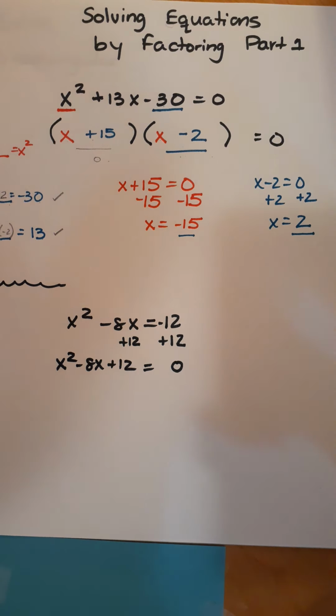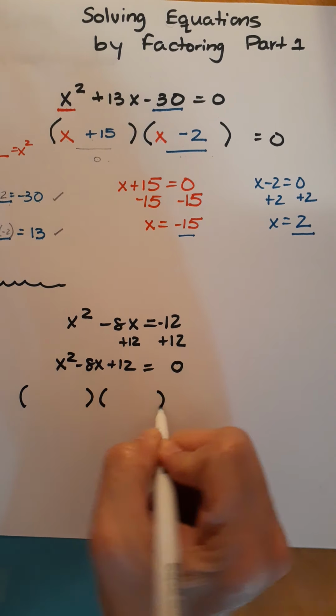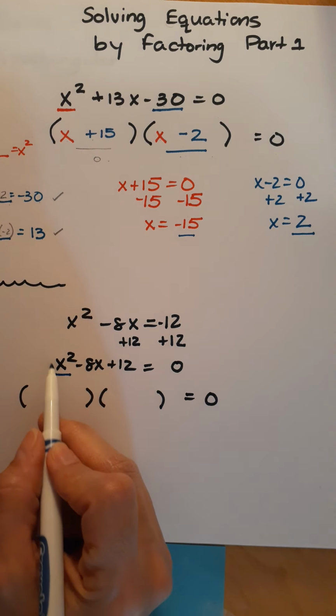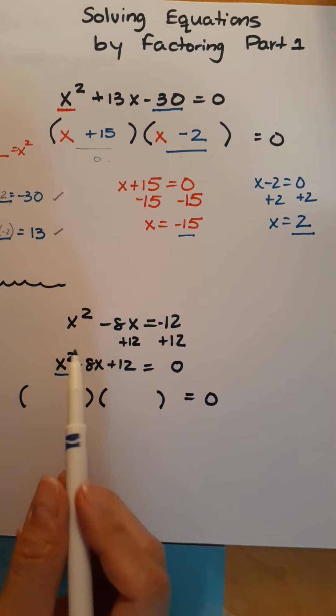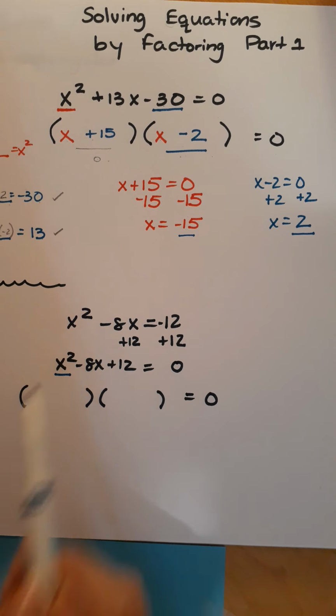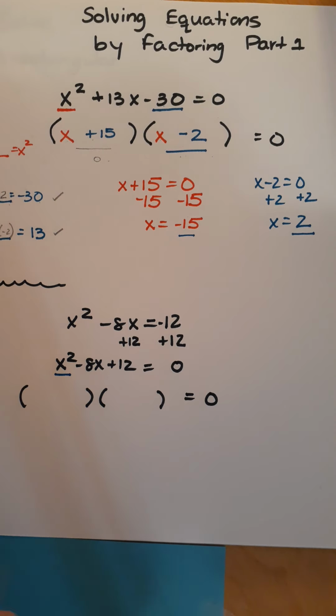Now we're ready to factor. So we make our parentheses, 1, 2, 1, 2, equals 0. First we look at this x squared. Is there a leading coefficient, a coefficient in front of this x squared, which is our first term, that we can factor out? No, there's just a 1. You're not going to make any progress. You'll just be spinning your wheels if you factor that out.